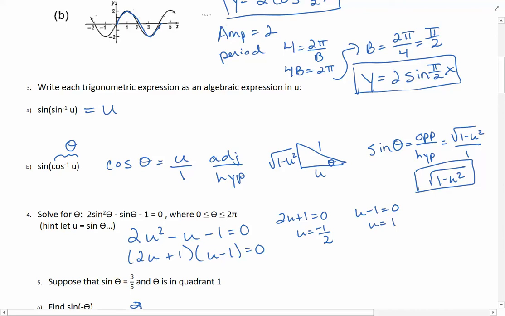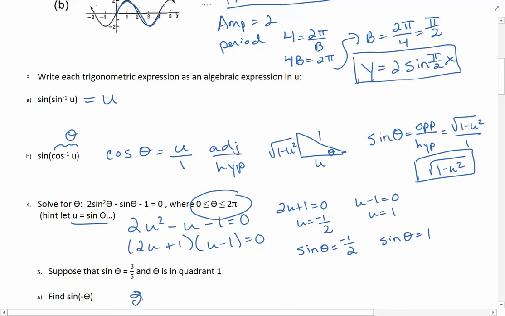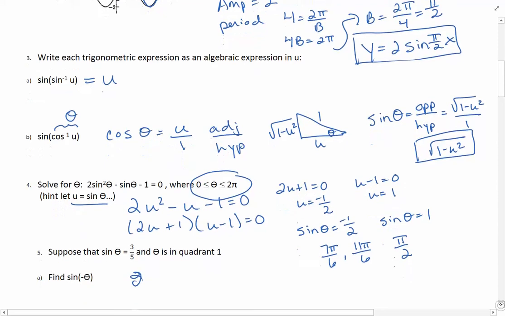But remember, u is equal to the sine of theta, so you need to figure out where the sine of theta is equal to negative 1/2 and where the sine of theta is equal to 1. And you're on the interval from 0 to 2 pi. So if you just think for a minute, the sine of theta is negative in the third and fourth quadrant. So it'll be negative 1/2 at 7 pi over 6, and then again at 11 pi over 6. And sine of theta equals 1 at pi over 2. So those are your 3 solutions to that one.